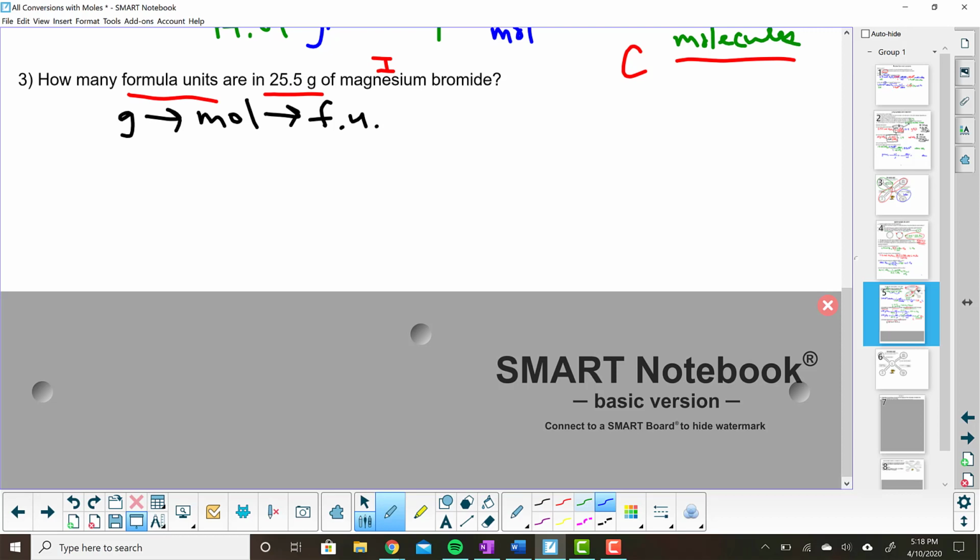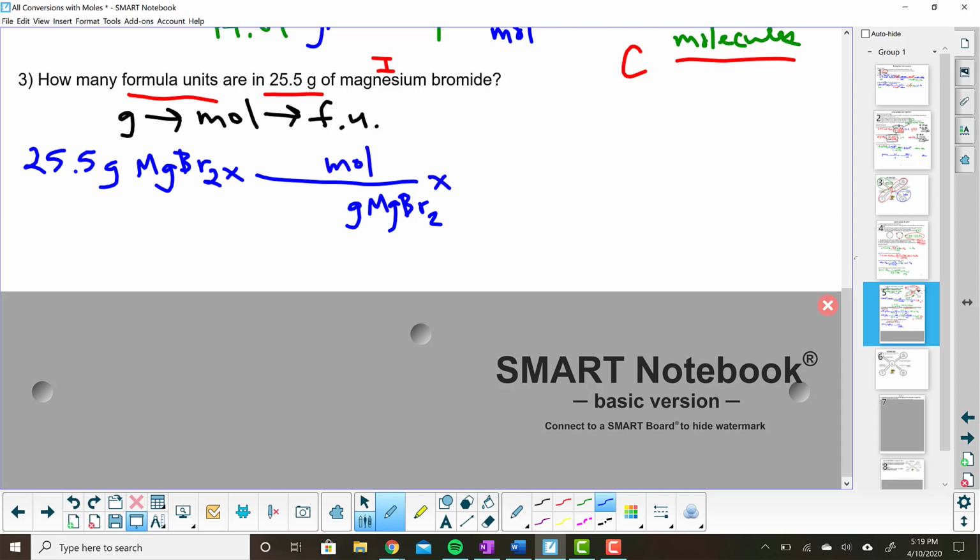So let's set this up. 25.5 grams of magnesium bromide. If you don't understand how I got MgBr2, you need to go back and refresh your ionic nomenclature skills. Grams of MgBr2 goes on the bottom, moles goes on the top, then my grams will cancel out, I'll be in moles, then I can go from moles. Again, that moles will be on the bottom so that it cancels out. And then on the top, the unit that I'm going to is FUs, or formula units.